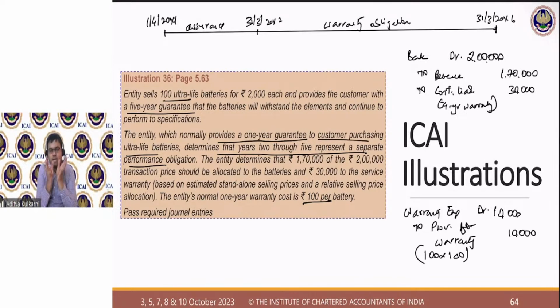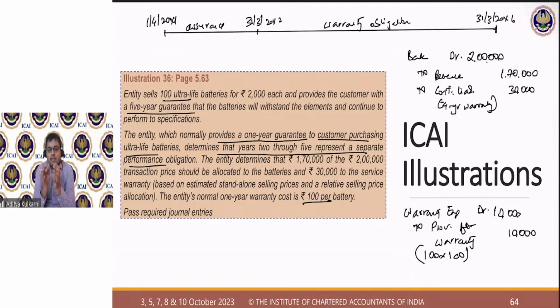Together, that means the car, which includes the assurance warranty of 1 year, plus the 4-year warranty, together comprises a price of 2 lakh rupees. Now, out of these 2 lakh rupees, the standalone selling prices and allocation tell us that 1,70,000 relates to revenue from sale of the product. And sale of the product will include the assurance warranty. So you are never going to make profit from the warranty sale for the first year.